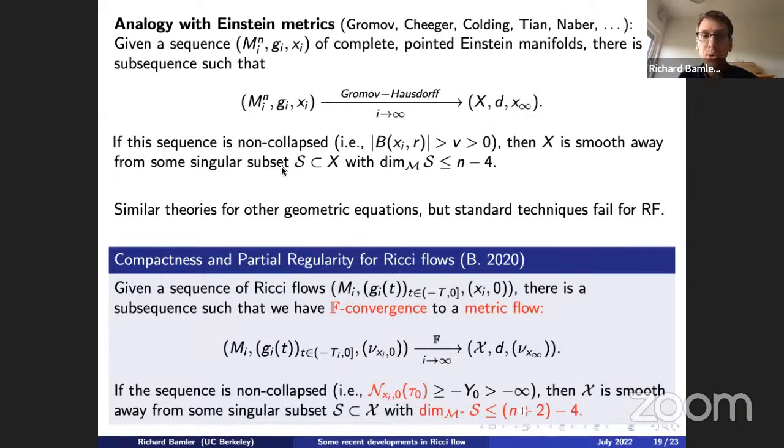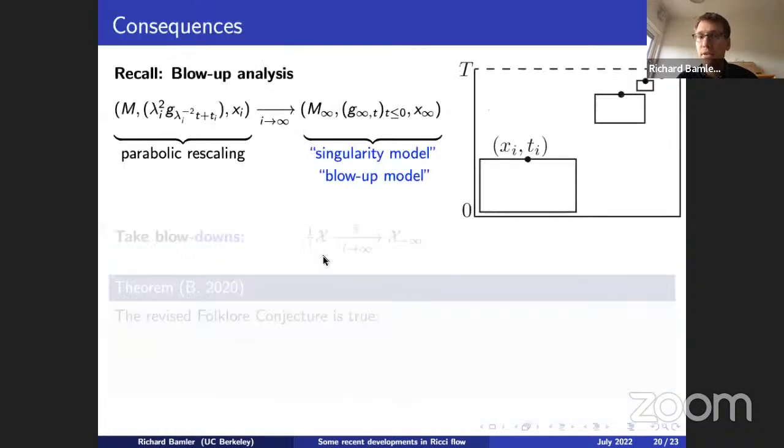Okay? So this is really analogous to the theory of Einstein metrics. Okay? And also on some other regular set of X, the flow is really given by some kind of smooth Ricci flow space-time structure, just like in the 3-dimensional case. So really everything seems to fit together here. All right. Okay, so now it turns out that this compactness and partial regularity theory for Ricci flows is really at the heart of this folklore conjecture, at the heart of the proof, right?